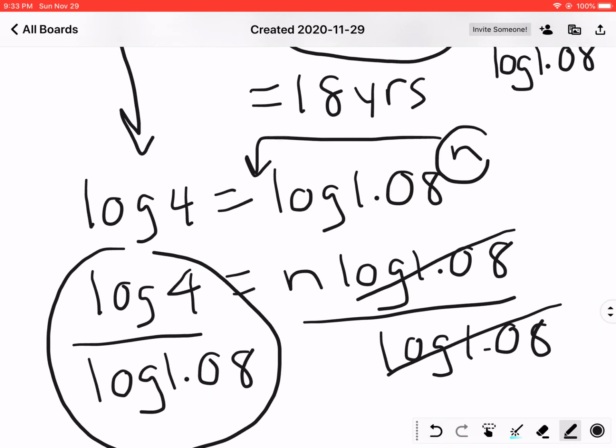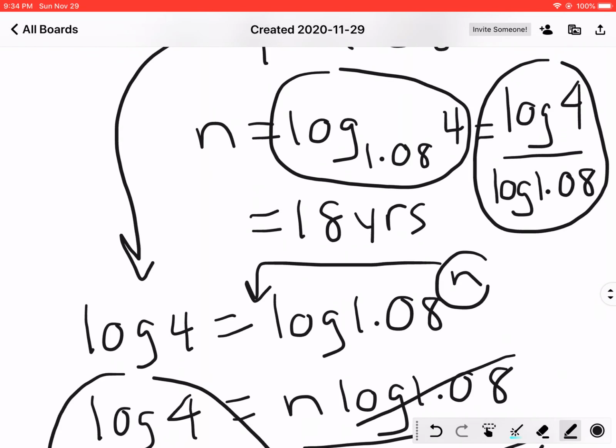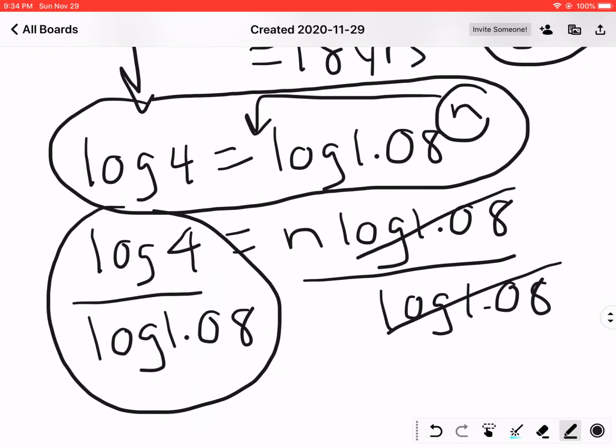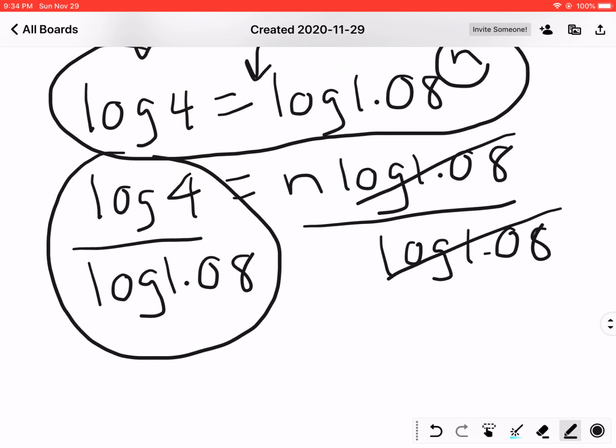Well, guess what? That's what I wrote up here, doing it a slightly different way. So you can either write it in log form and do it straight in our calculator, or you can do the log of both sides, which I did here. And honestly, that's what I was taught growing up, because we didn't have the fancy calculator that would do that right there. So that's how you can do these questions.